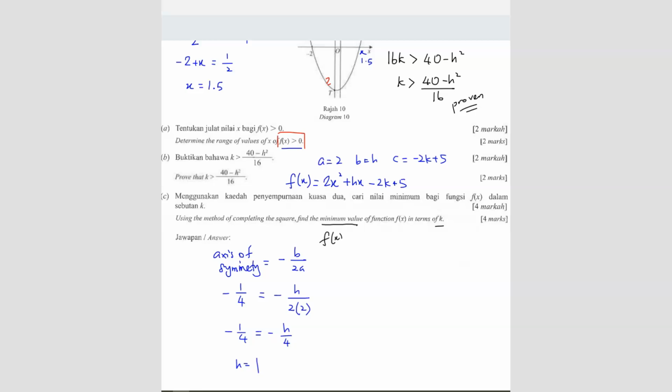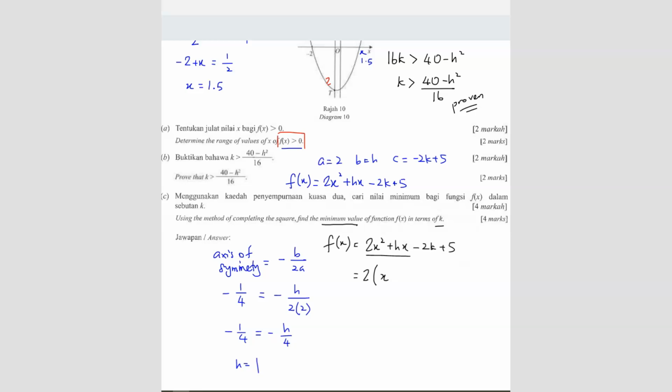So f(x) equals 2x² + hx - 2k + 5. Sorry, my bad. Completing the square: first we have to make sure the coefficient of x² is always 1, so we're going to factorize the 2 out first. I'm just going to factorize from these two terms. This one is not going to change much, so I'm not going to touch that.